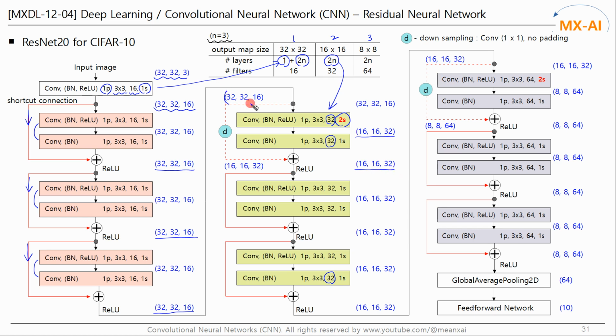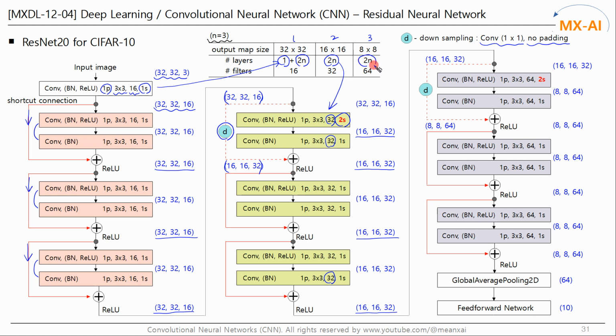Since the input and output dimensions are different, to configure a shortcut connection, the input dimension needs to be adjusted to match the output dimension. The input data is downsampled by a convolutional layer using a 1x1 kernel without padding. The outputs of these layers are all 16 by 16 by 32 tensors.